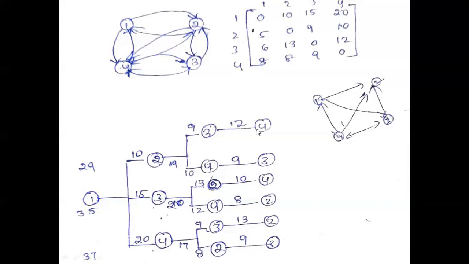Suppose from 4 to 3, the total distance. Suppose you are reaching the remaining vertices from the second vertex. Using one path, 2 to 3, 3 to 4, is 9 plus 12, which is 21. Suppose you use another path, 2 to 4, 4 to 3, the distance is 19.